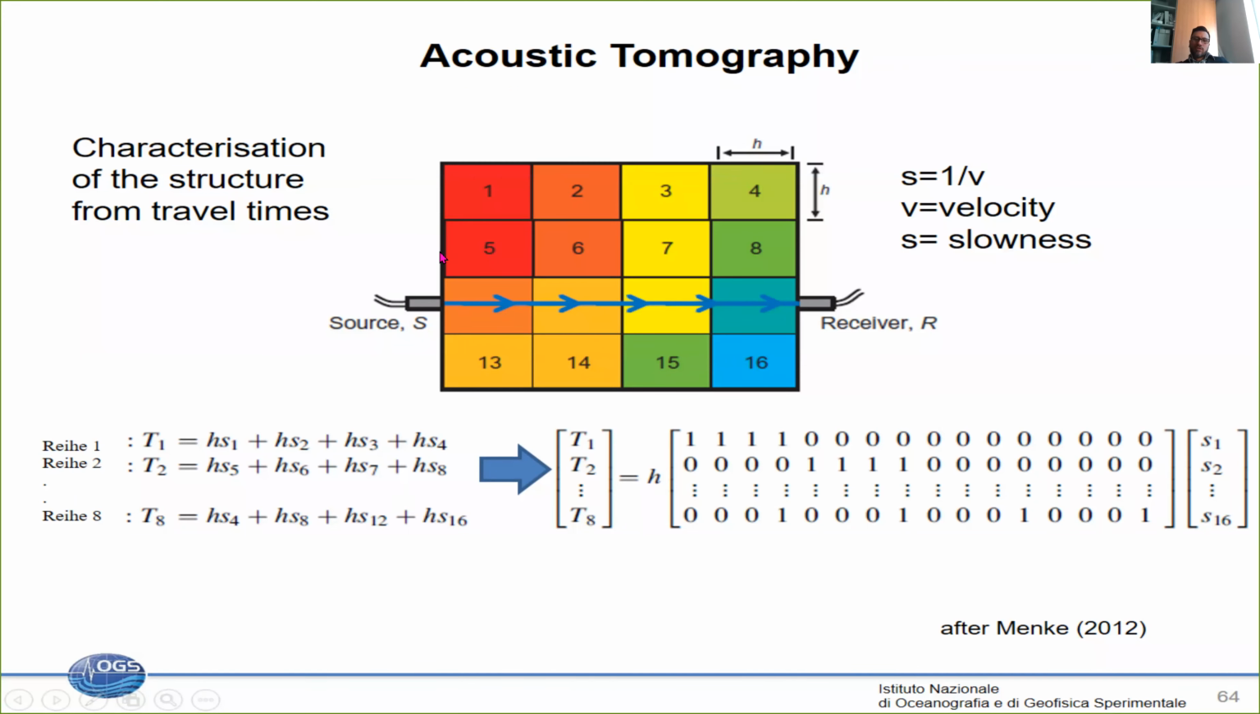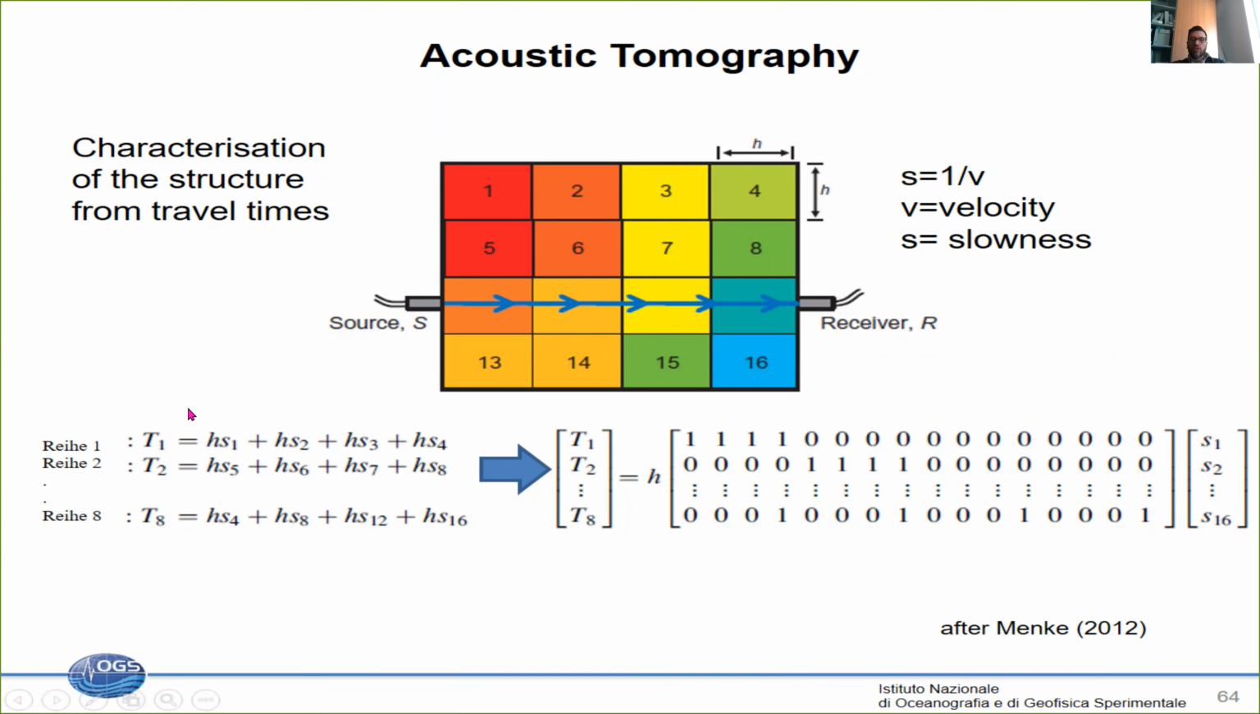Then I move to the second block. I shoot again, and I can write that the second travel time is equal to what? It's equal to h multiplied by the slowness in the 5th block, h multiplied by the slowness in the 6th block, in the 7th, and in the 8th block. I do it for all 4 shots in the horizontal direction, and then I start shooting in the vertical direction. So my last shot, number 8, so I will have 1, 2, 3, 4 horizontal shots, and then 5, 6, 7, and number 8 in the vertical direction. In this case, the travel time from the top to the bottom will be equal to h multiplied by s4 plus h multiplied by s8 plus h multiplied by the slowness in the 12th block plus h multiplied by the slowness in the 16th block.